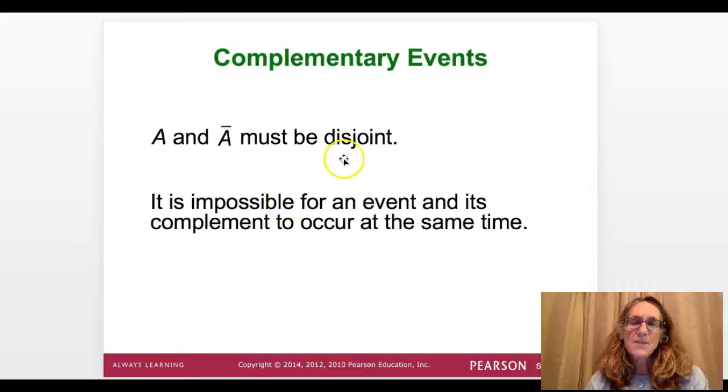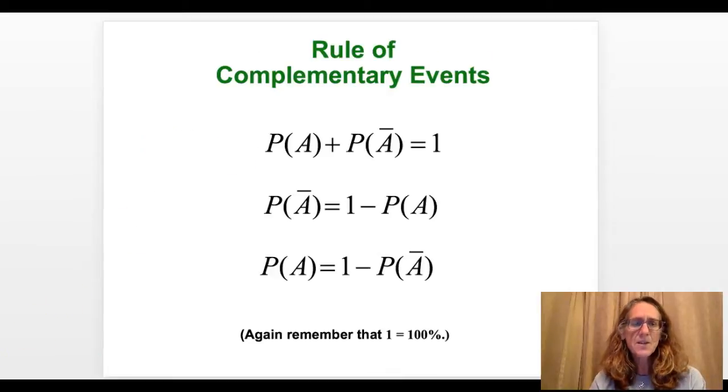Another example of disjoint events is complementary events. The notation A with a bar over it is that A did not happen, and an event and its complement, A and not A, must be disjoint. You can't have an event happen and not happen at the same time. It's like it's either raining or it's not raining. And so they're related by the addition rule. The probability that it rains plus the probability that it doesn't rain is 100%.